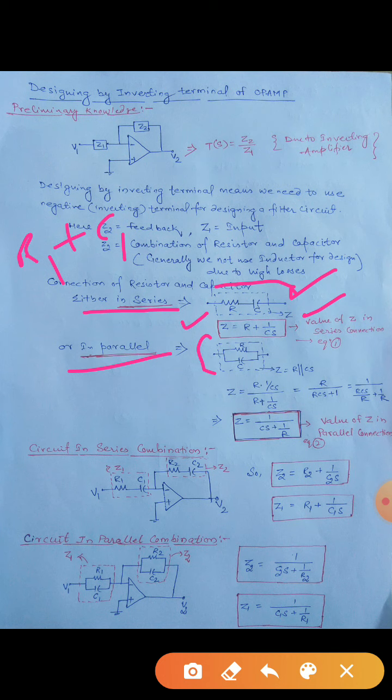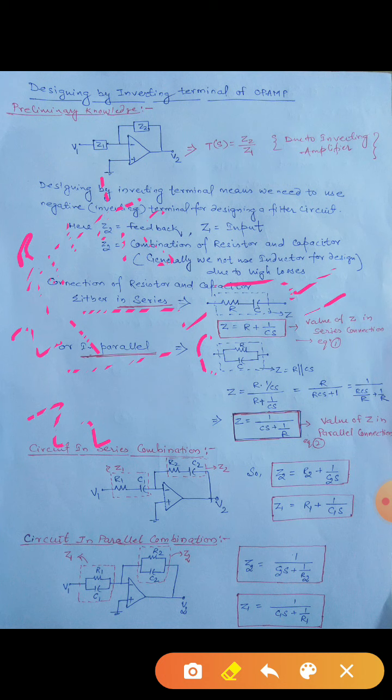If that is connected at the input, that means if we are talking about Z1, then the final value will be R1 plus 1 by C1s, and if we are talking about Z2, then that would be R2 plus 1 by C2s. So these are some connections of the inverting terminal of the operational amplifier in series connection.